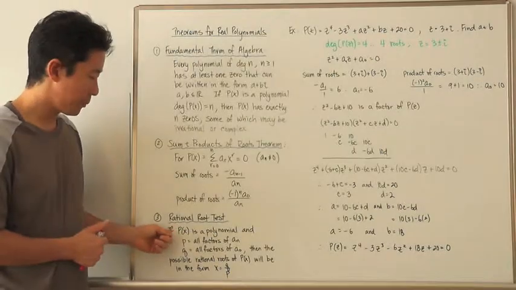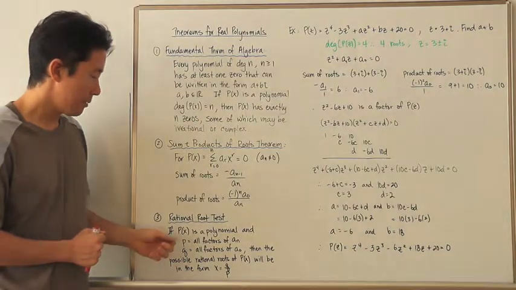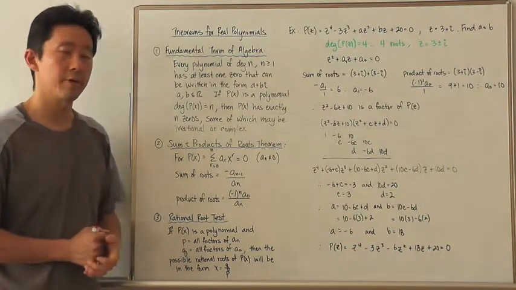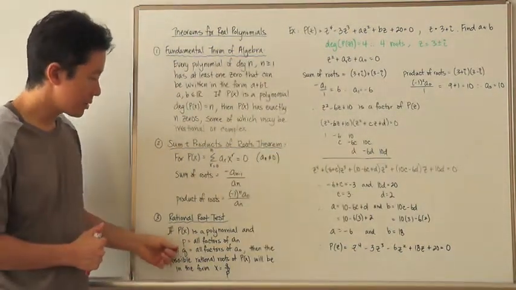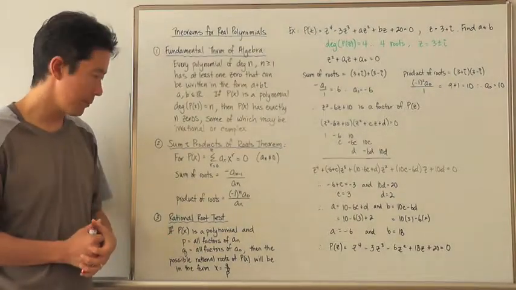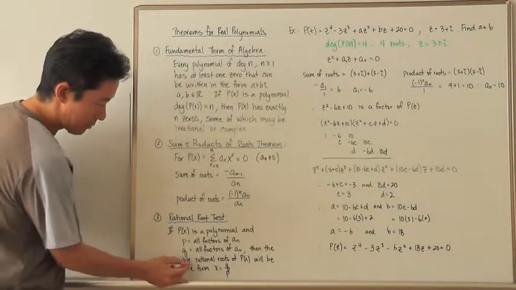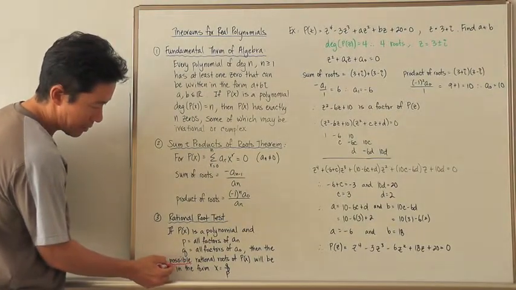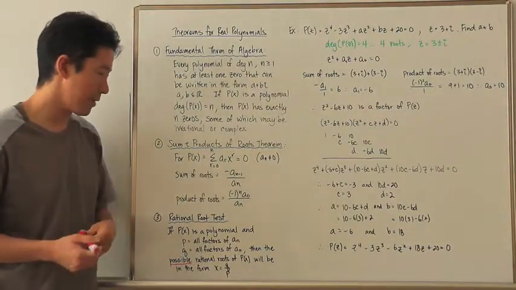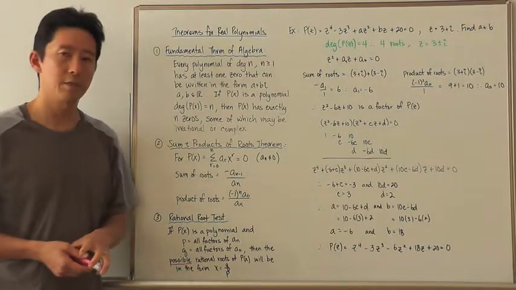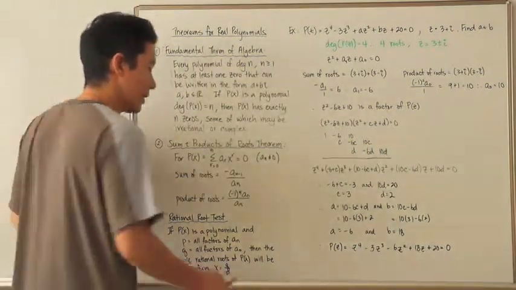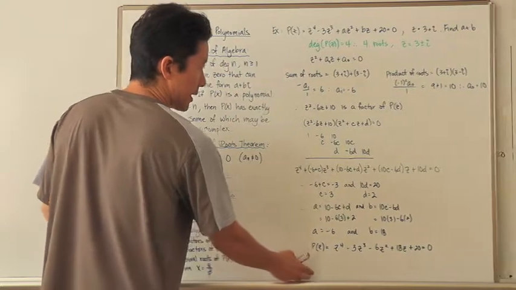It says if p of x is a polynomial, and p is going to be all the factors of a sub n, and q is going to be all the factors of a sub 0, then the possible, now this is going to be a very important word here, the possible rational roots of p of x will be in the form x is equal to q over p. Okay, so let's continue this example here.